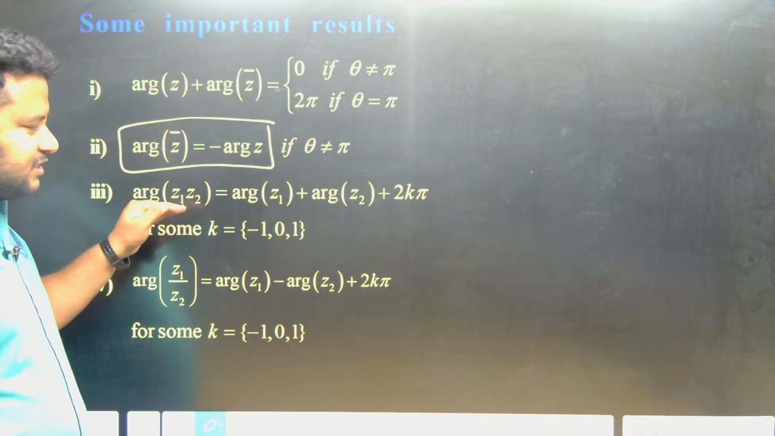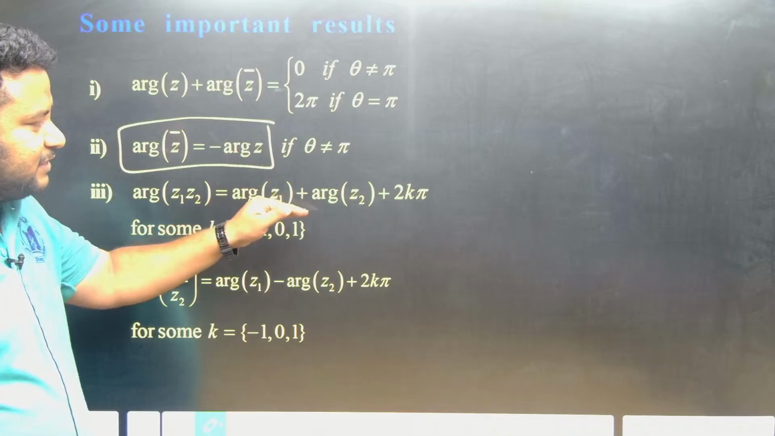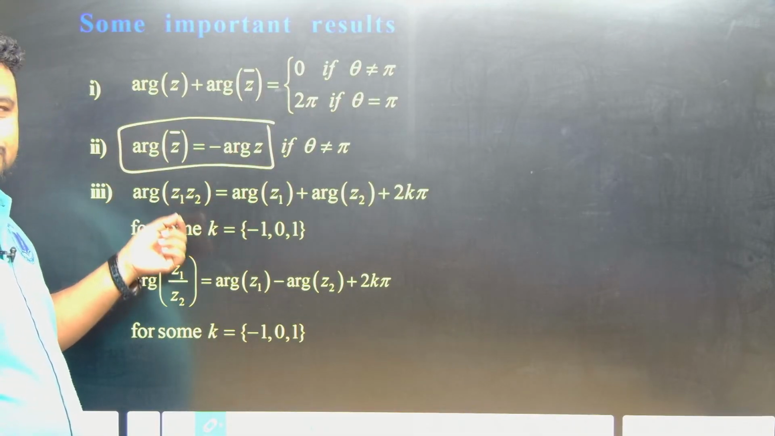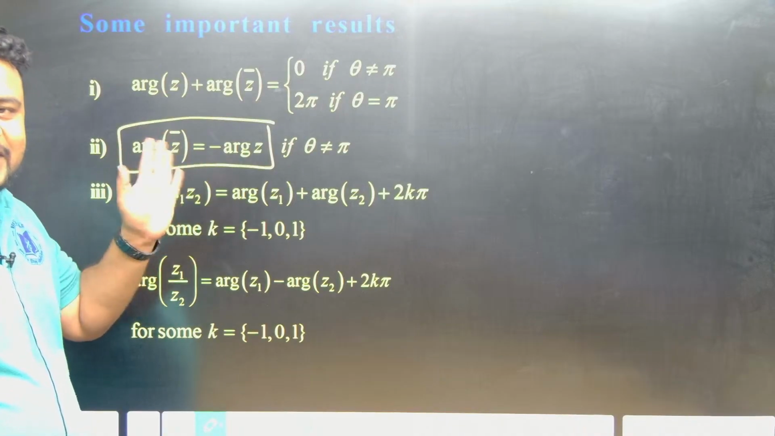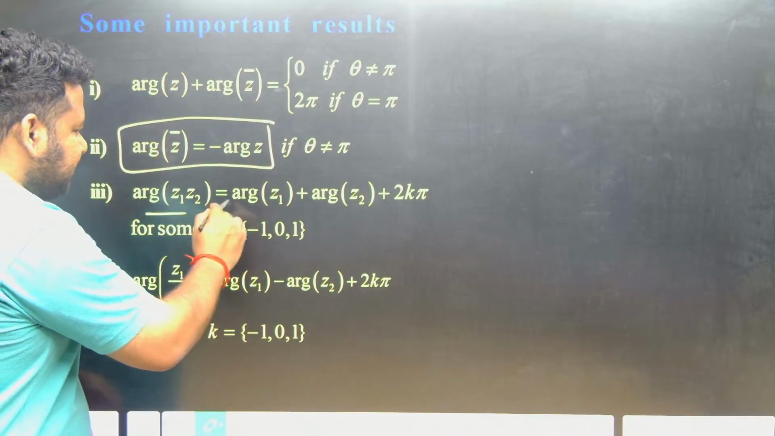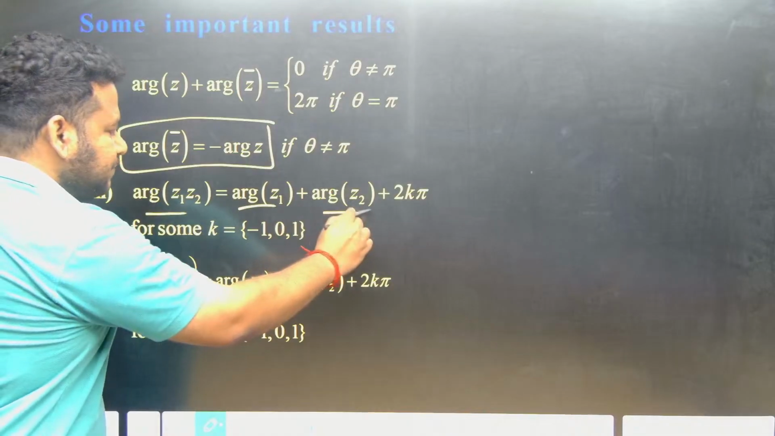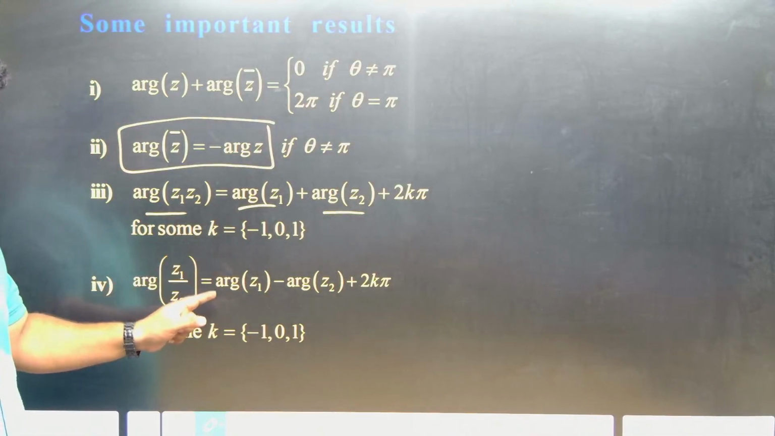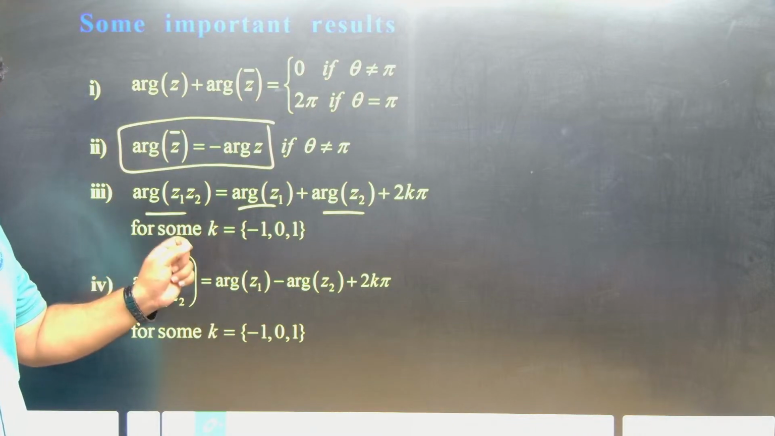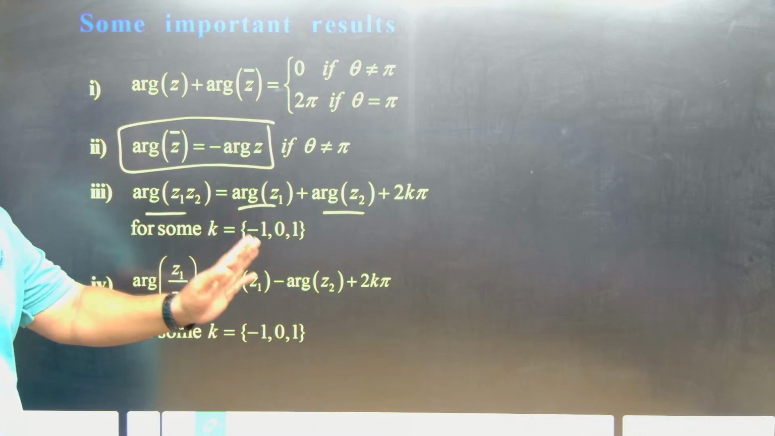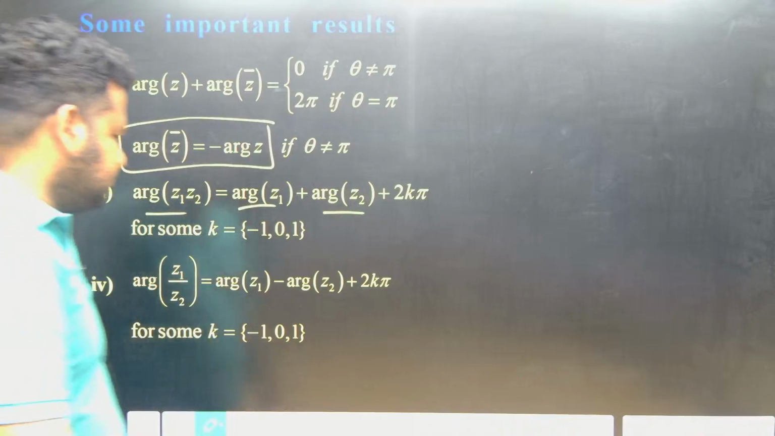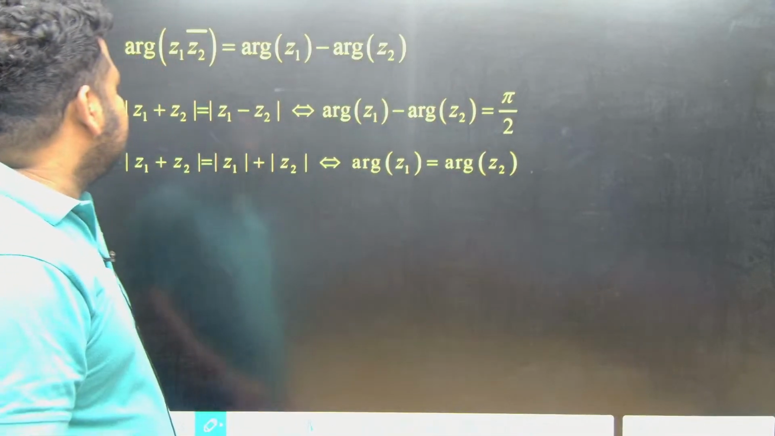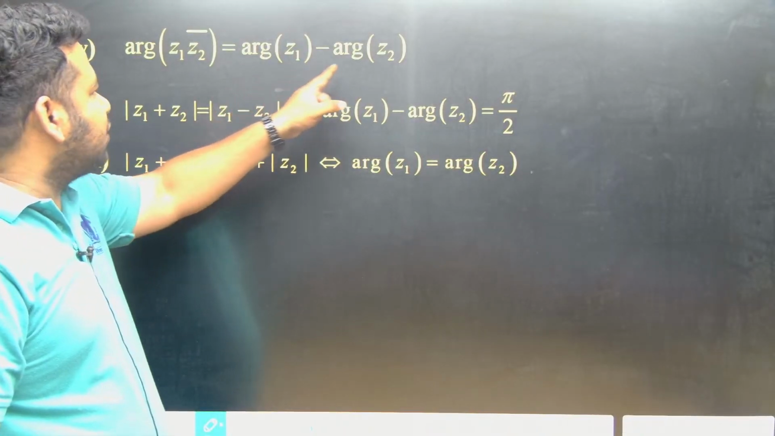See, argument of z1 z2 is what? Argument of z1 plus argument of z2. So this is like log of ab is log of a plus log of b, same like log. Argument of z1 by z2 is argument of z1 minus argument of z2, like log of a by b is log a minus log b. Same way we are having here. Next, argument of z1 z2 bar is argument of z1 minus argument of z2.